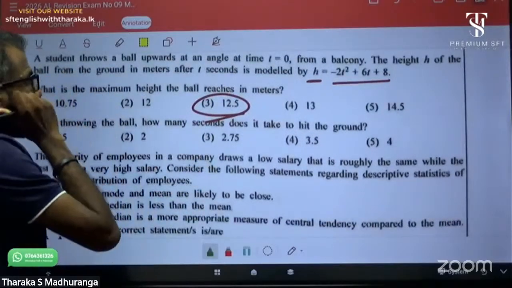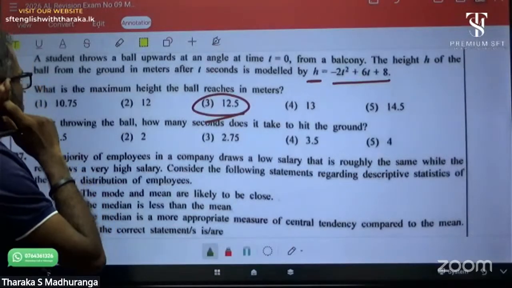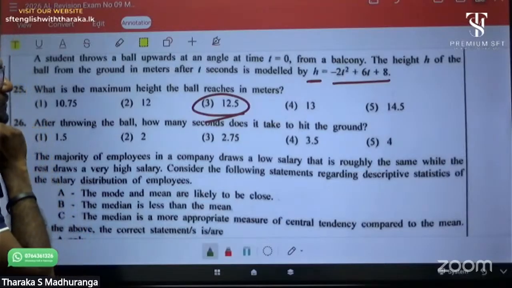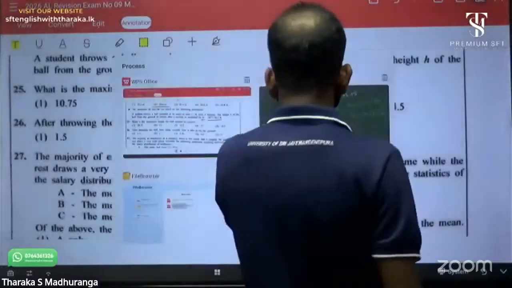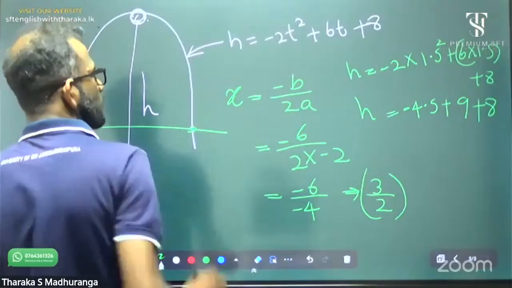After throwing the ball, how many seconds will it take to hit the ground? How can we find it? It's easy. This is the graph. You can find the x-axis cutting point.